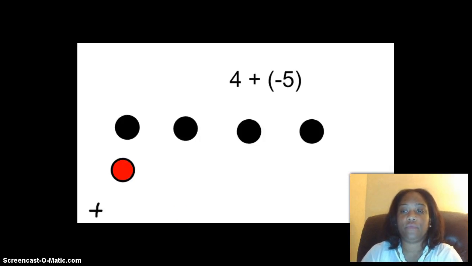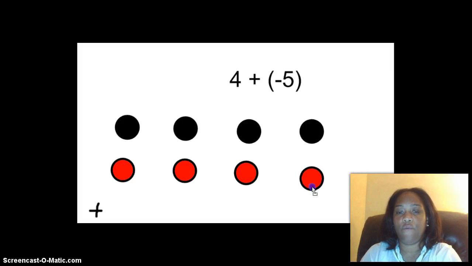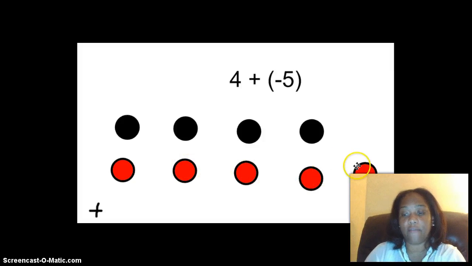1, 2, 3, 4, 5. Red is negative. So we should have 4 positive, 4 black. We should have 5 red chips. 1, 2, 3, 4, 5.